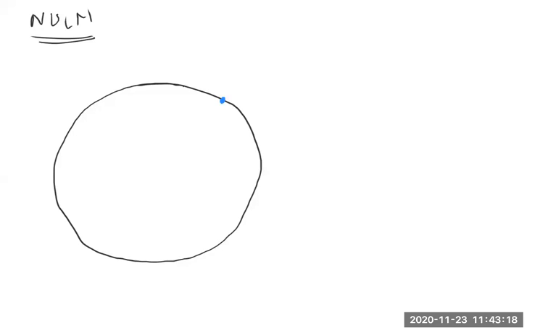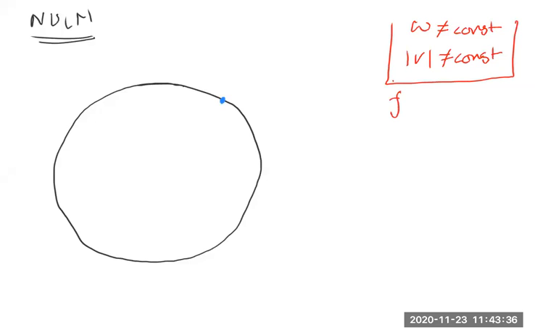So for the moment, we have a particle moving along a circle of radius r, right? But this time the particle is not moving with a constant omega. So omega is not equal to constant, and therefore the speed of the particle is not equal to constant, right? So these two things that I have written are the features of non-uniform circular motion.